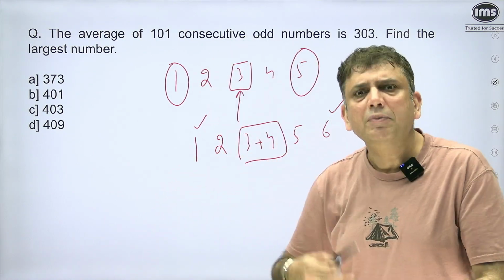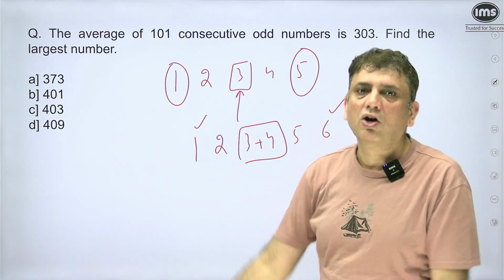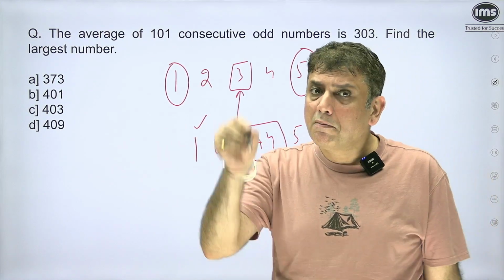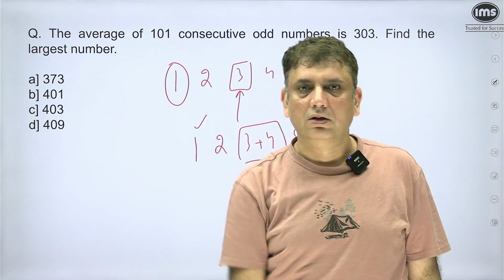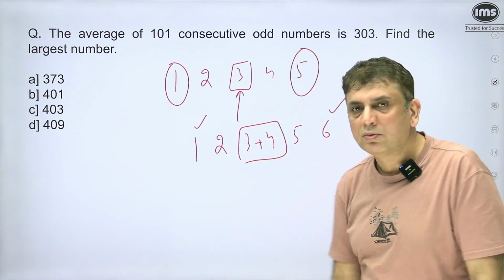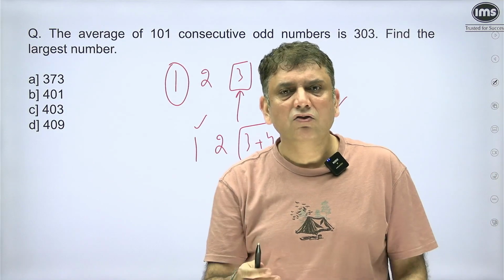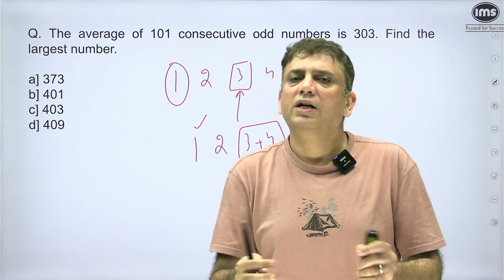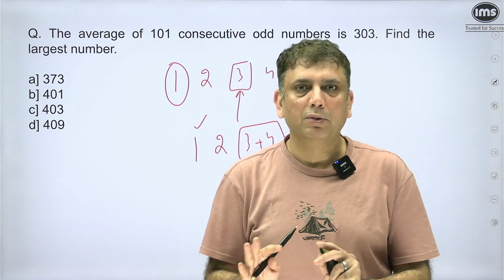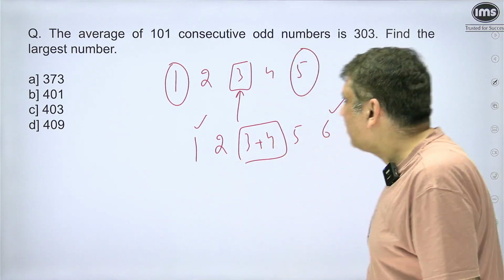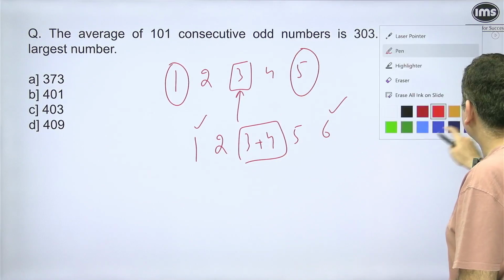So let me summarize. If you have an odd number of terms, then the average will be the middle term, and there will be only one middle term. And if there is an even number of terms, then there will be 2 middle terms and the average will be the sum of the 2 middle terms divided by 2, the simple arithmetic mean of those 2. Now let's apply this concept in this question.